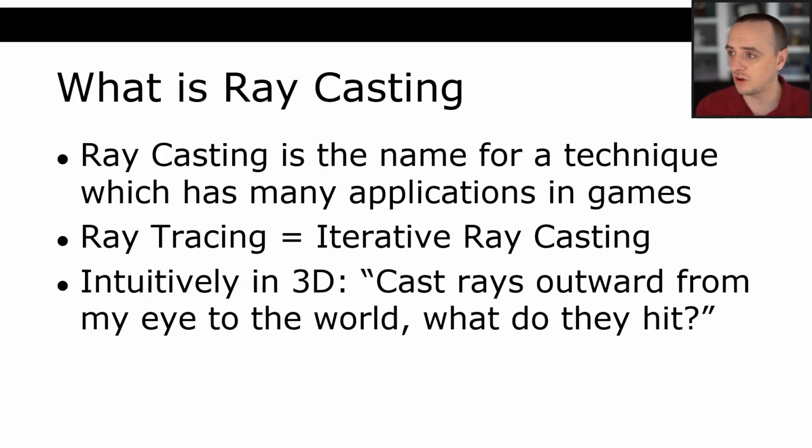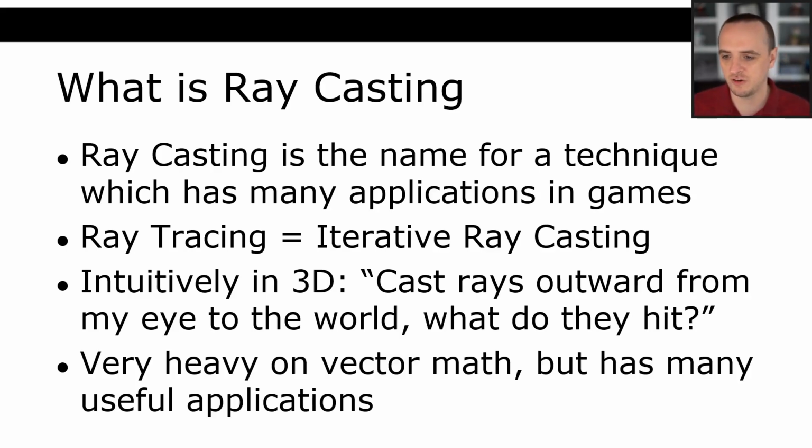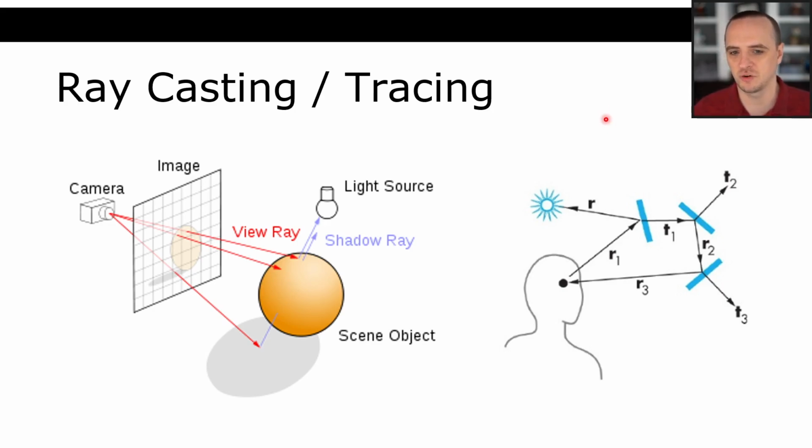what we're trying to solve by doing this mathematical problem of raycasting or ray tracing is saying something like, cast rays outward from my eyes to the world, and what do they hit? Okay, so what can I see? Or similarly, how does light bounce around and stuff like that? It's very heavy on vector math, especially once you get into 3D representations, but it has many, many useful applications. So here are some diagrams that give you the difference between ray casting and ray tracing.